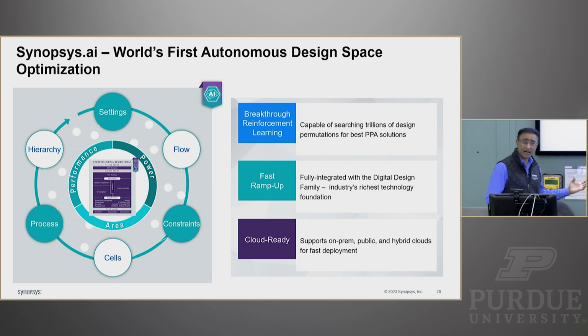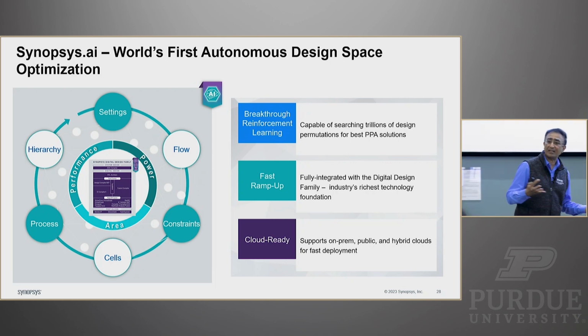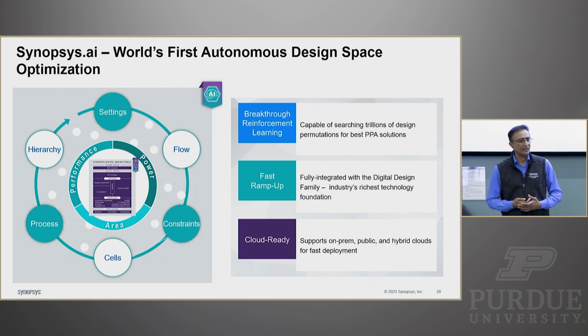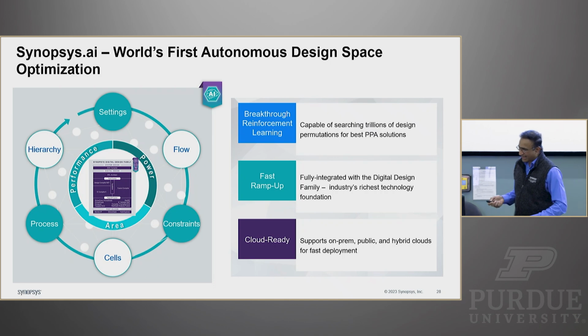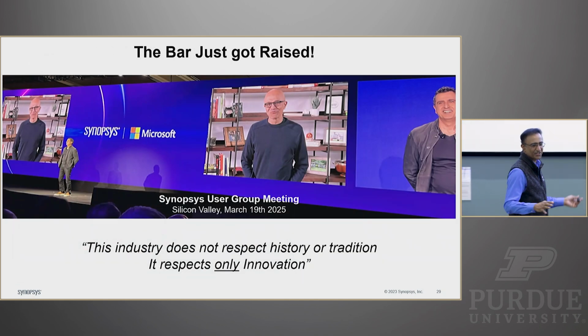And guess what? We were the first one to pioneer this technique. These techniques are called design space optimization. Over 1,000 chips have been designed and taped out using this technology. So we're very proud about that. But at the same time, our industry doesn't respect history, doesn't respect tradition. It doesn't respect what you did many years ago.